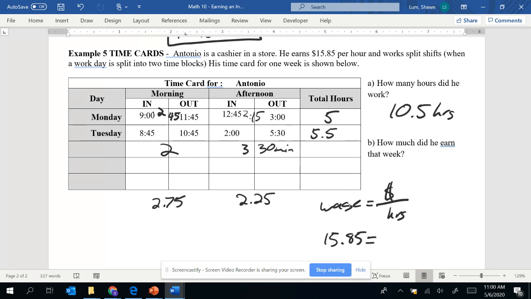15.85 equals dollars over the amount of hours, 10.5. I multiply both sides by 10.5. And so I go 15.85 times 10.5, and I get 166.425. They're not going to give me a half cent, so it's going to be 166.43, and that would be how much I make as my gross earnings.